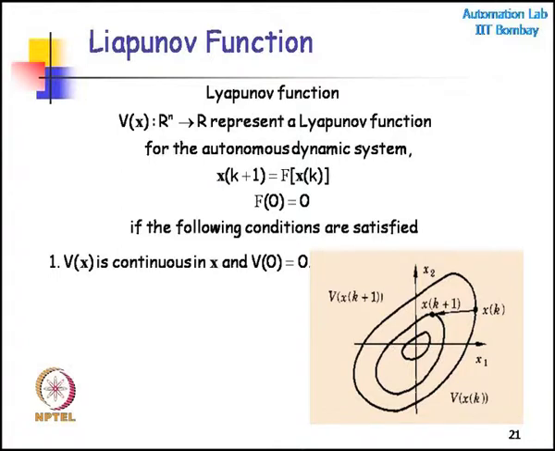Now, I am going to define an energy-like function. Remember, energy function is a scalar function. I want this function to be a continuous function, okay. I am going to call this function v of x. This new function v of x is called a Lyapunov function. The first characteristic is that it should be a continuous function of x. Well, the simplest Lyapunov function would be x1 square plus x2 square, x3 square and so on. Norm of x is the simplest Lyapunov function.